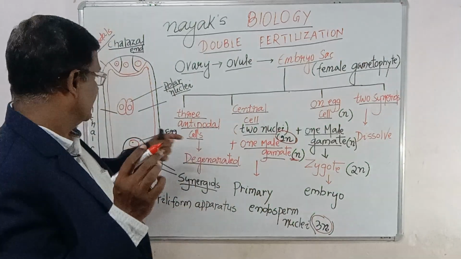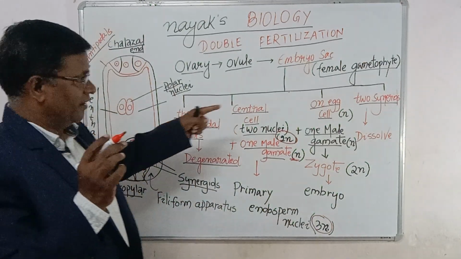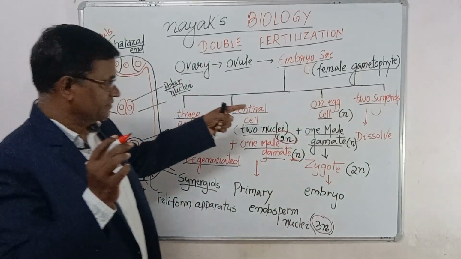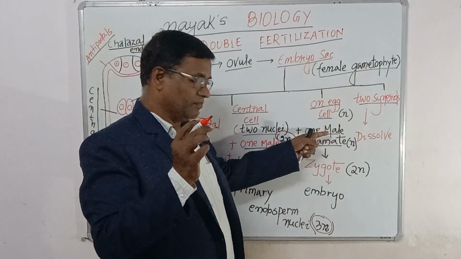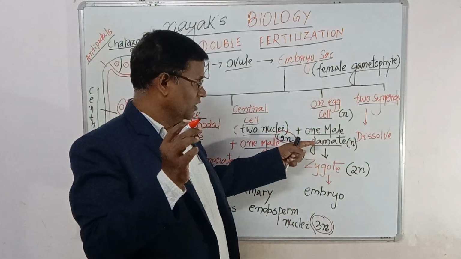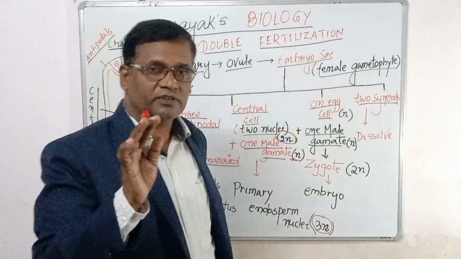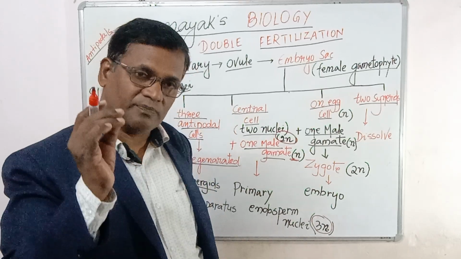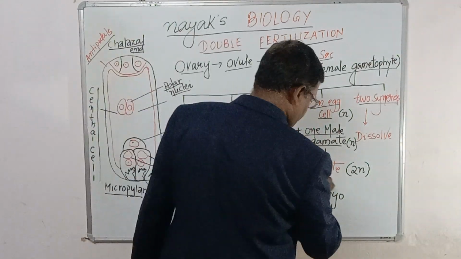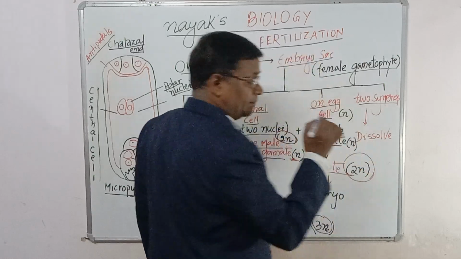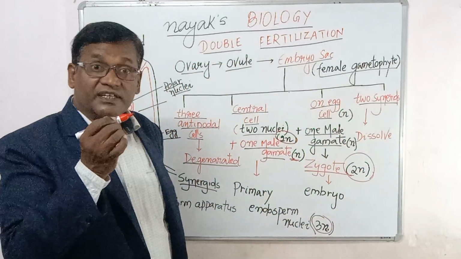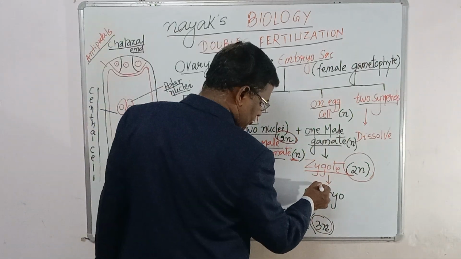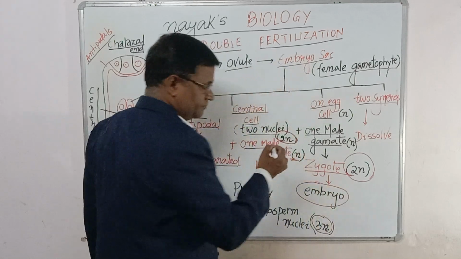After that, what happened? If you see this egg apparatus, the one egg cell which is present here combines with one male gamete. The egg cell, as you know, is haploid. One male gamete, what is its chromosome number? It is also n, haploid. And the zygote which is produced is 2n, that is, a diploid zygote is formed. After the formation of the diploid zygote, it will follow mitosis division and form the embryo.